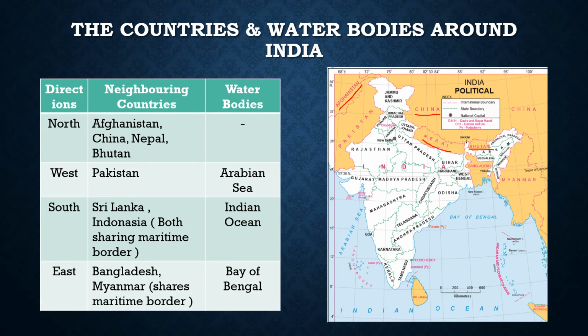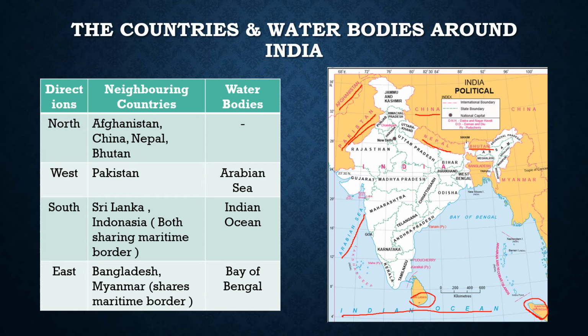Now see the western part. Pakistan is the only country, and on the western side there is Arabian Sea also. Now see on the map Arabian Sea and Pakistan. Now on the southern side there are two countries, Sri Lanka and Indonesia, both sharing maritime border. Now see the map again, Sri Lanka and Indonesia. Now on the southern side there is Indian Ocean too.